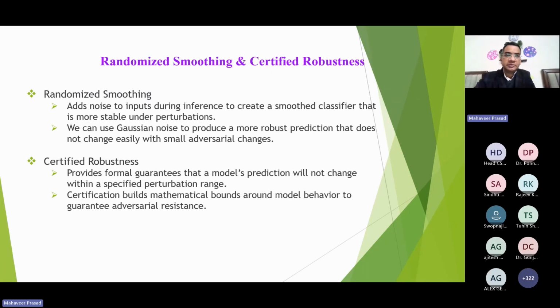Randomized smoothing and certified robustness. So, add noise to input during inference to create a smooth classifier that is more stable under perturbations. We can use Gaussian noise to produce a more robust prediction that does not change easily with small adversarial changes. Certified robustness provides formal guarantees that a model prediction will not change within a specified perturbation range. Certifications build a mathematical bound around model behavior to guarantee adversarial resistance.